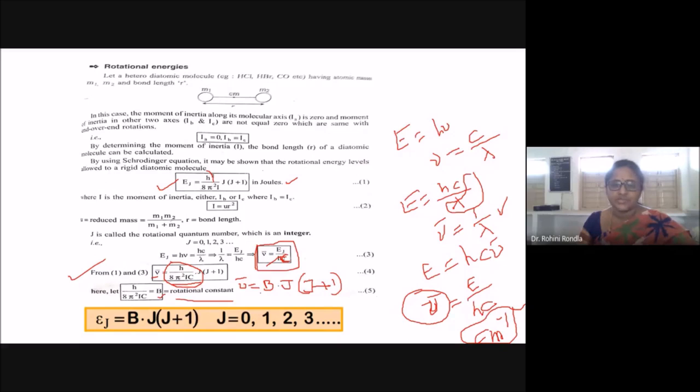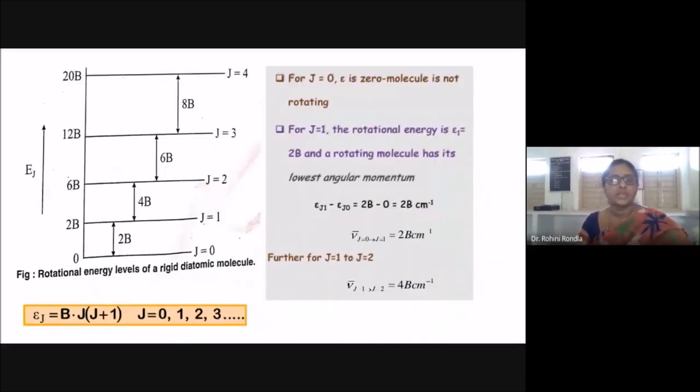Then J into J plus 1. So the final equation is this one. You can calculate rotational energy by this formula. B is a constant, the rotational constant. J is the rotational quantum number. Its value can be 0, 1, 2, 3. Okay, now these are rotational energy levels.